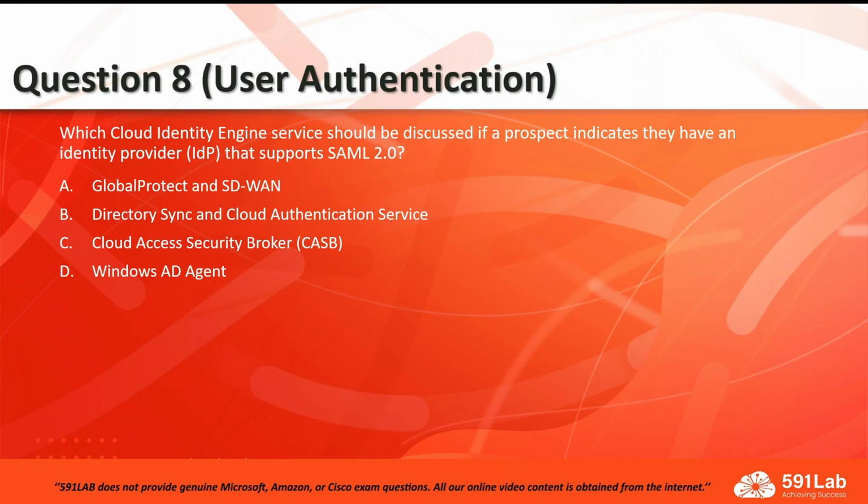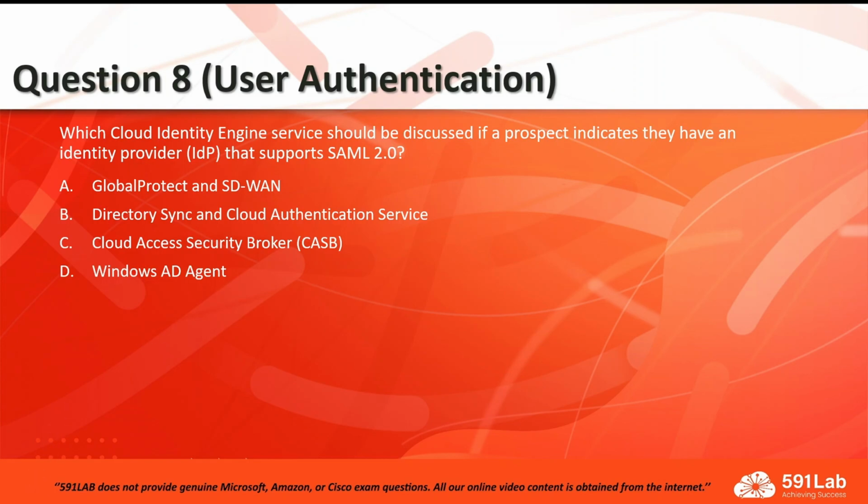The question is as follows. Which Cloud Identity Engine service should be discussed if a prospect indicates they have an identity provider, or IDP, that supports SAML 2.0? The options are A, GlobalProtect and SD-WAN, or B, Directory Sync and Cloud Authentication Service, or C, Cloud Access Security Broker, or CASB, or D, Windows AD Agent. From these options, we need to check each option.